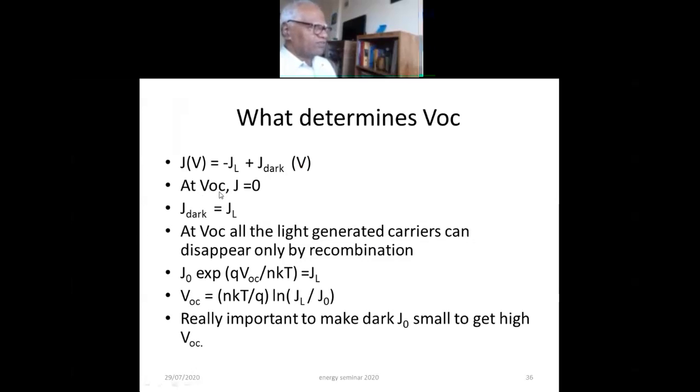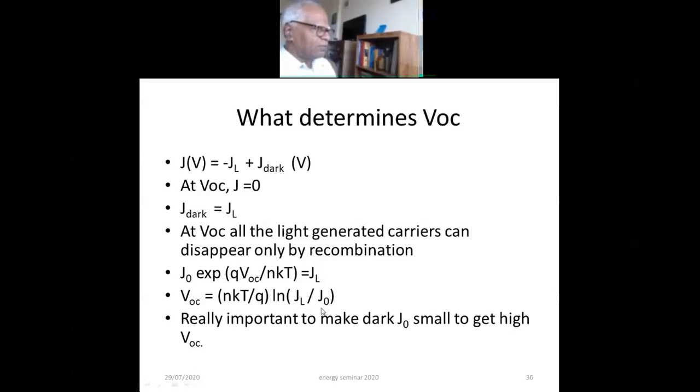At open circuit voltage, my J is zero by definition because I've opened it up so no current can flow. That will happen when J_dark is equal to J_L. That means at open circuit voltage, the current cannot flow out. All the light generated carriers can disappear only by recombination. So if you write down J_dark is J_0 exponential of qV over nkT, with V equal to V_OC, and equal to J_L, you find V_OC is given by kT by q times log of J_L by J_0.